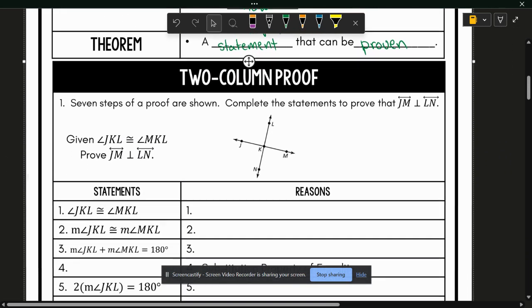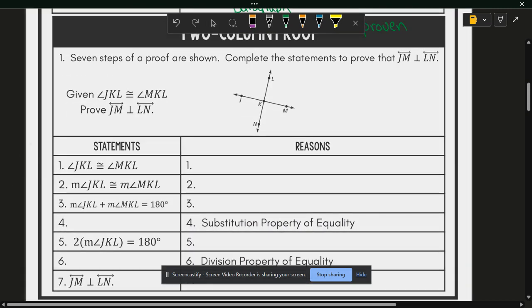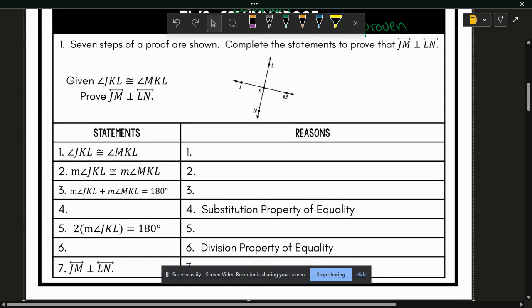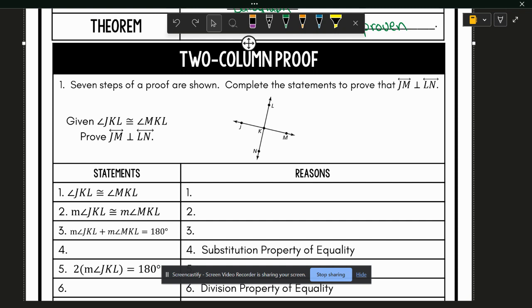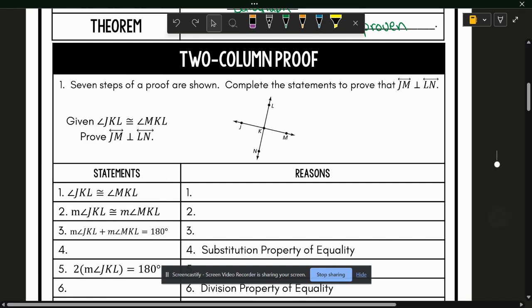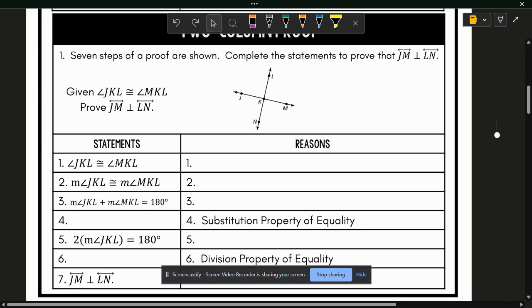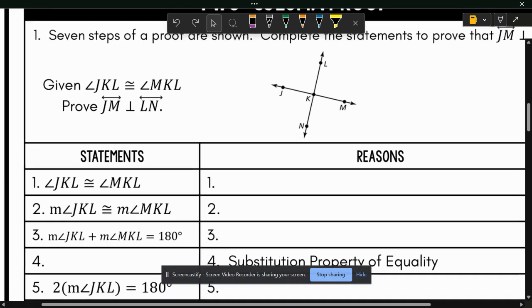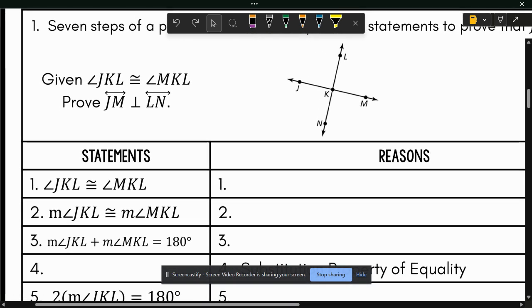So, a two-column proof. There are 7 steps of the proof shown. Complete the statement to prove that JM is perpendicular to LN. Here's our first thing. It says our given. We're given that angle JKL, this angle here, is congruent to angle MKL, our other angle that is here.